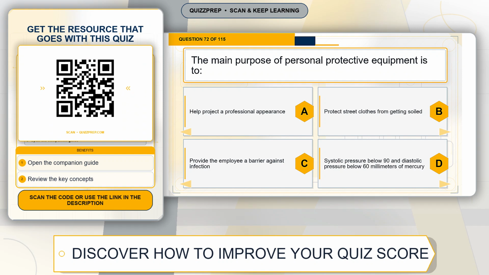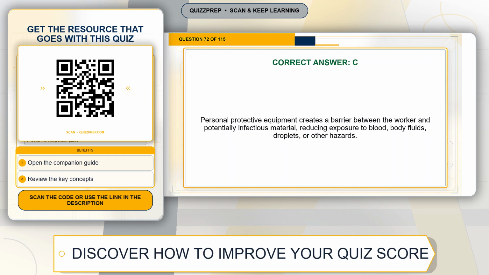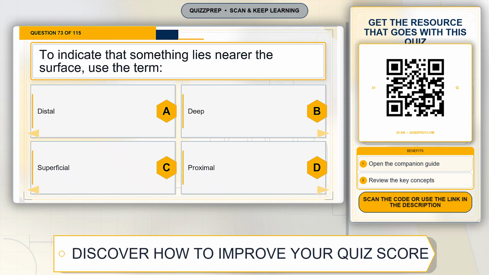Option D, systolic pressure below 90 and diastolic pressure below 60 mm of mercury. The correct answer is option C, provide the employee a barrier against infection. Explanation. Personal protective equipment creates a barrier between the worker and potentially infectious material, reducing exposure to blood, body fluids, droplets, or other hazards.